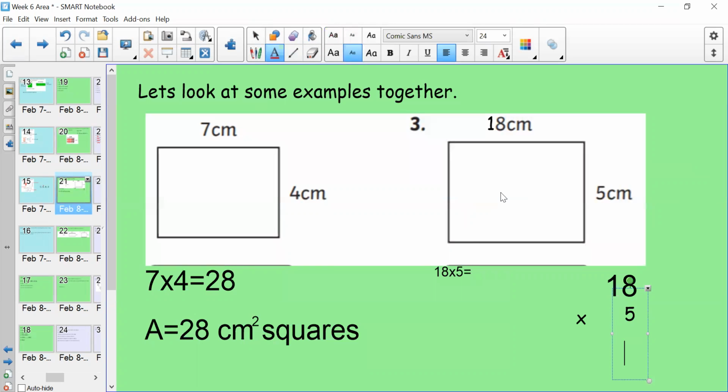And then we would first multiply the ones column. So 8 times 5 is 40. Make sure they line up in the correct columns. And then we do the tens column. So 5 times 10, because remember that 1 stands for 10. So 5 times 10 is 50. And then all we have to do is add 40 and 50 together, which is 90. So 18 times 5 is 90. Therefore, the area for this shape is 90 centimeter squares. So basically, if there were squares in this shape, there would be 90 squares. And in this shape, if there were squares, there would be 28.